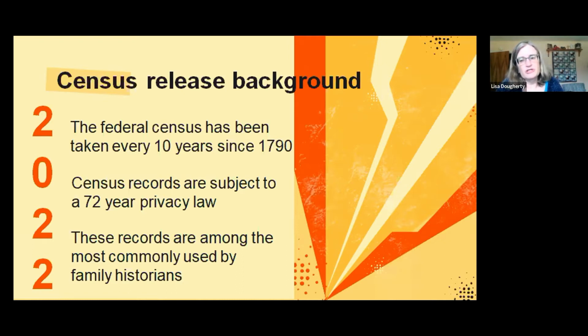So any census that you're going to be looking at online that has names of individuals in it is going to be at least 72 years old. And these census records are among the most commonly used by family historians. So if you are just starting out your family history journey and you're not that familiar with census records, the more you get into it, the more you're going to become familiar with them. They are just a backbone and basic record that people use to help them with their family history, and they can be incredibly useful for a variety of reasons.